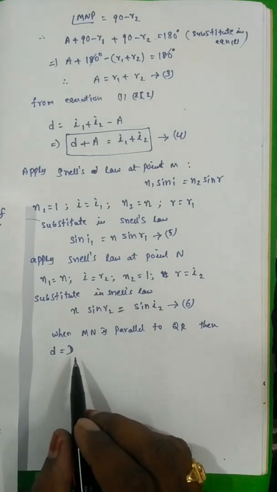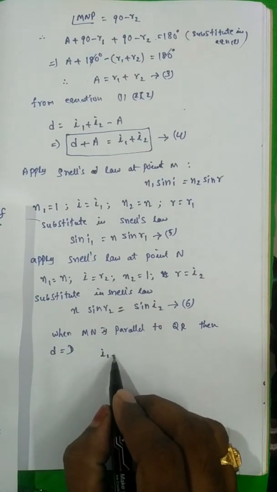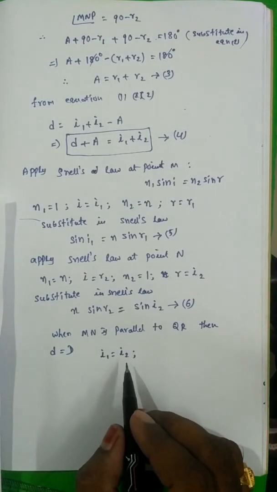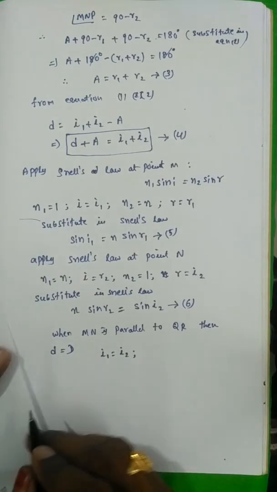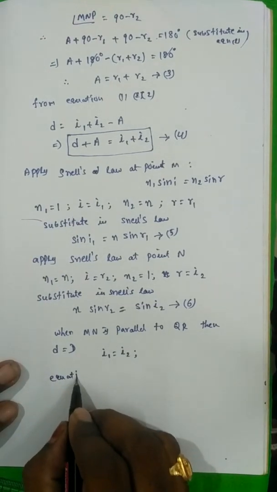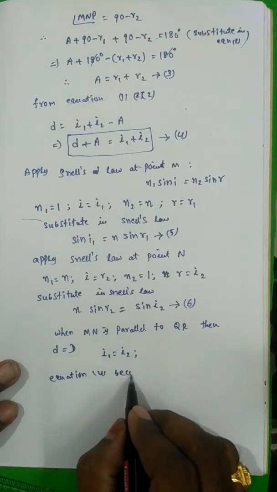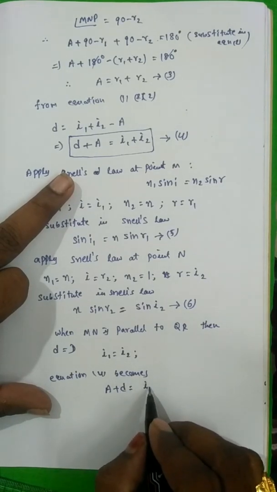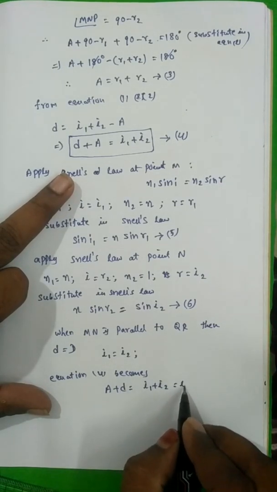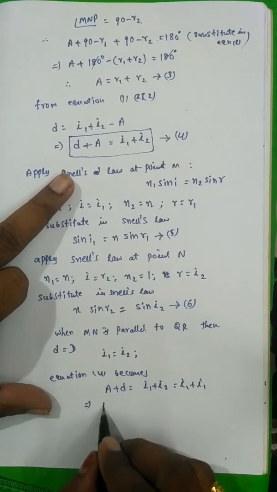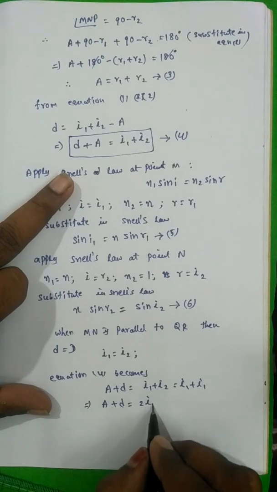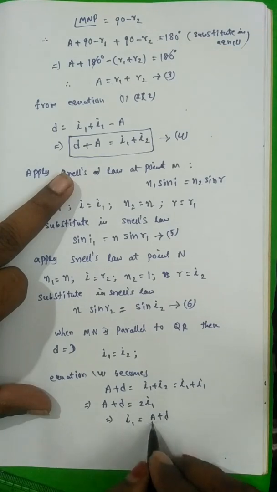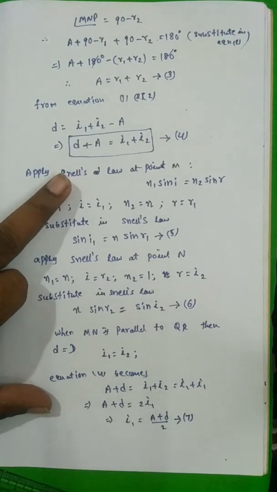At the minimum deviation position, the angle of incidence equals the angle of emergence. So whenever the angle of incidence equals the angle of emergence, equation 4 becomes a plus d equals I1 plus I2, that is I1 plus I1. That implies a plus d equals 2I1. So I1 equals a plus d by 2. This is equation number 7.